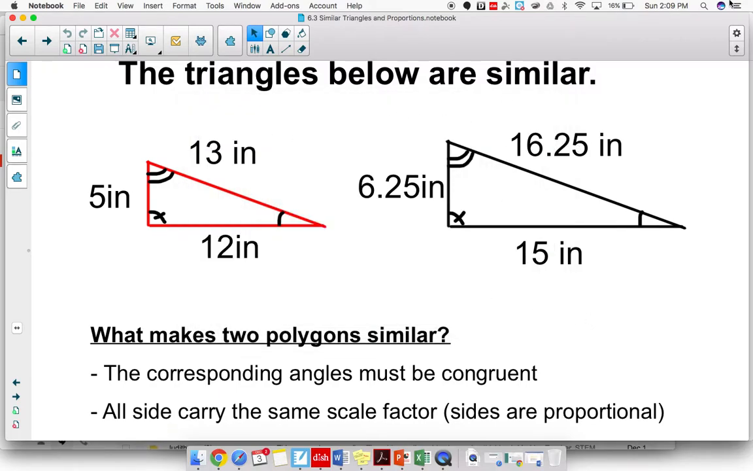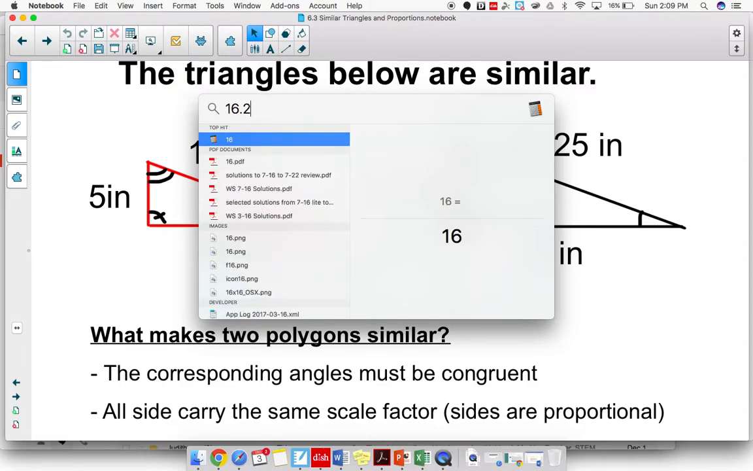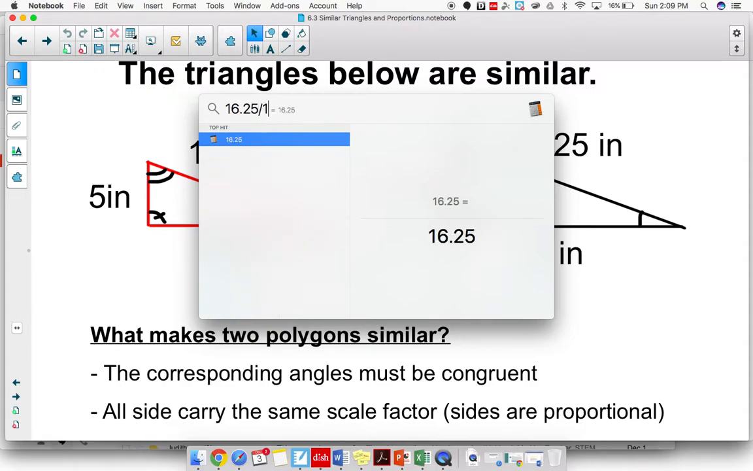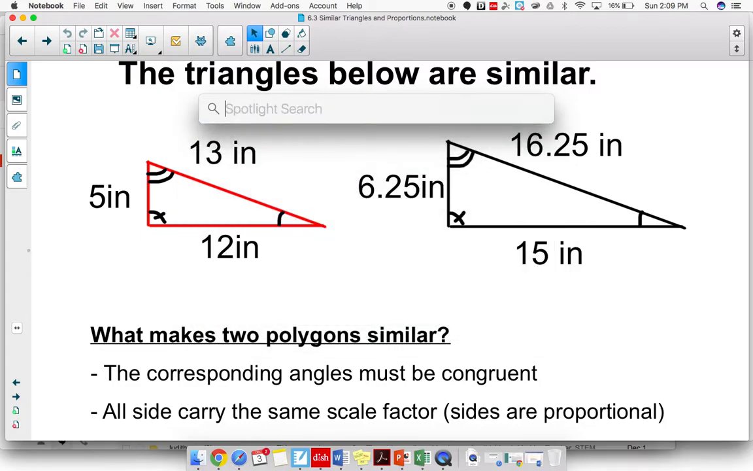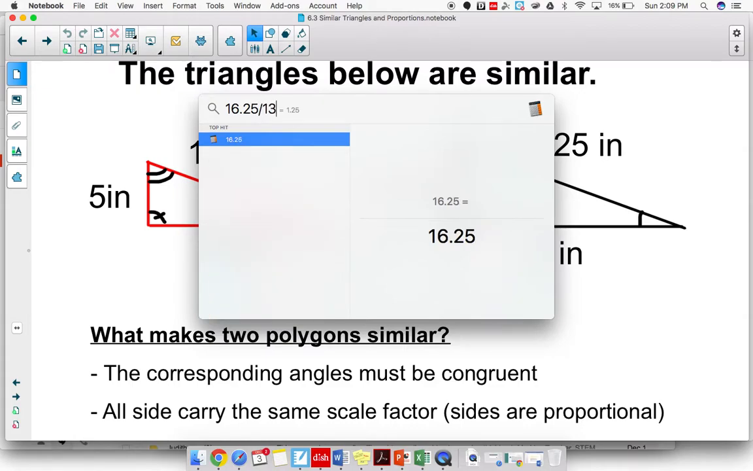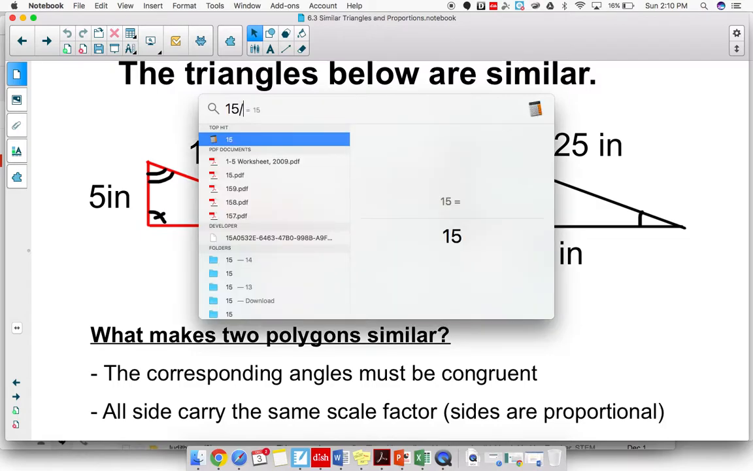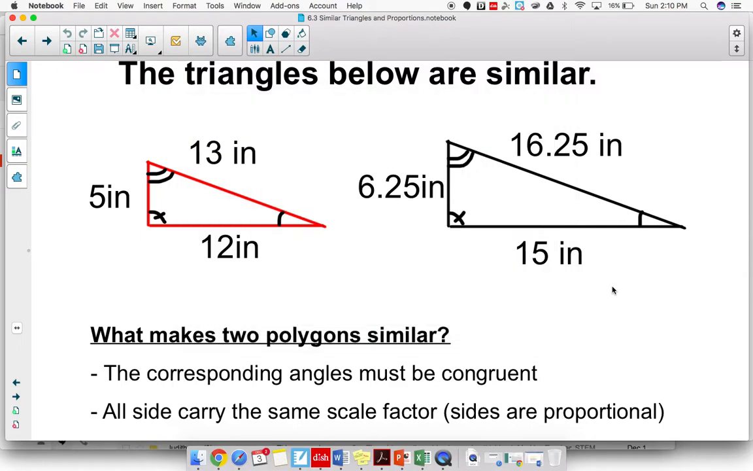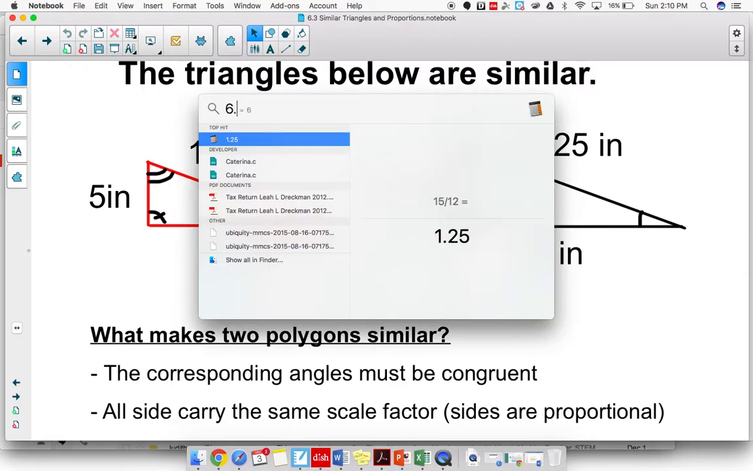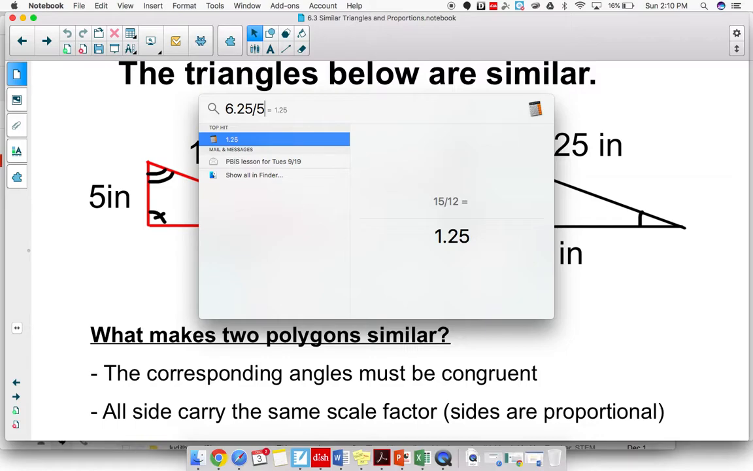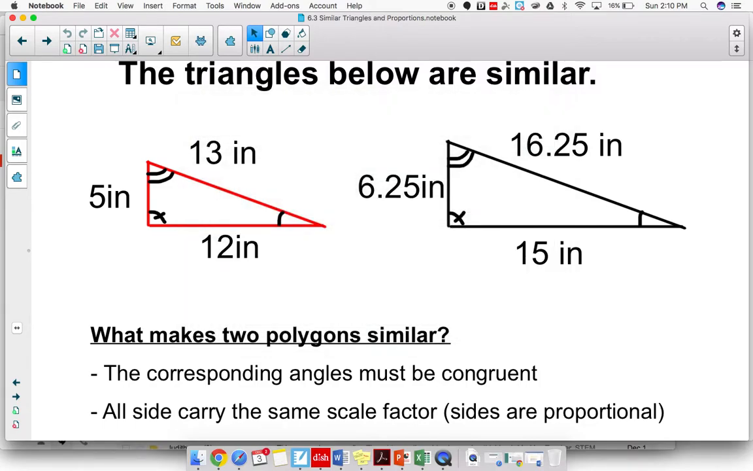Even if we went the other direction, if we put big over small, 16.25 over 15, oops, was it 15? No, 13. 16.25 over 13. Now, notice it's a different number, 1.25, but when we set these problems up, as long as I put the larger on top of the smaller, notice we're getting that same value of 1.25. And it works on that one. So essentially that scale factor has to be the same on each of them.